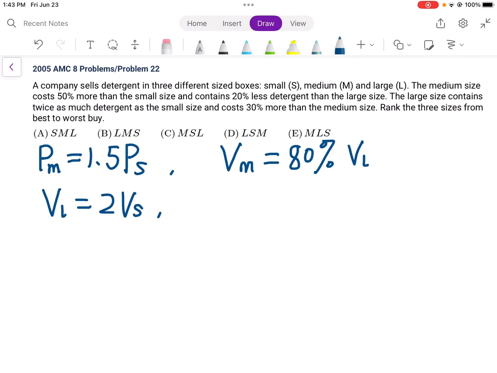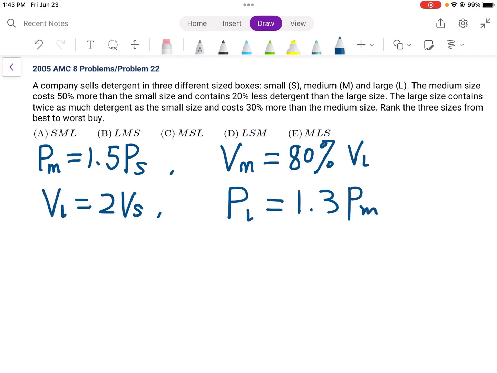and costs 30% more than the medium size. That's the price of the large size equals 1.3 of the price of the medium size. Now we can use these 4 equations to simplify the ratio between the price and the corresponding volume.